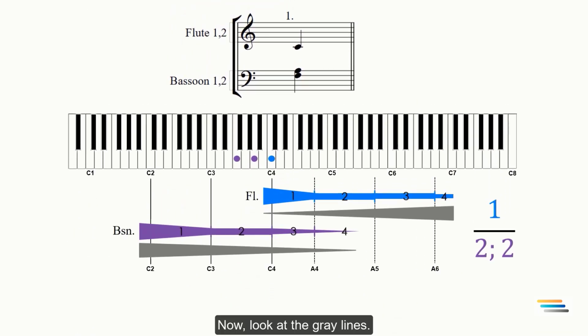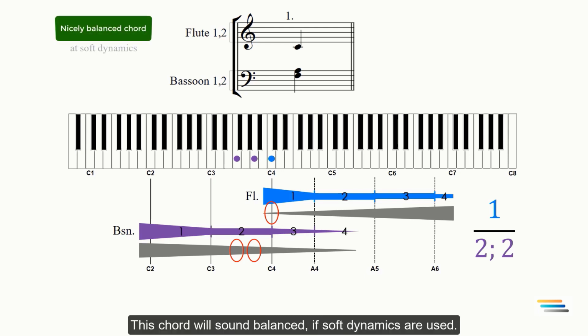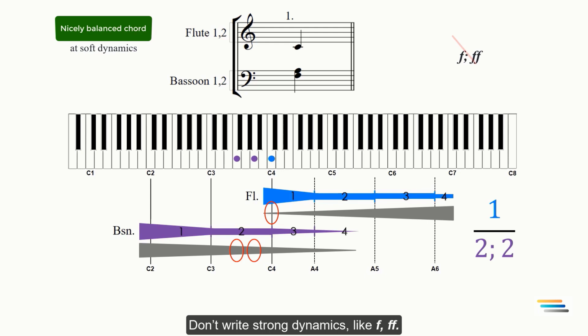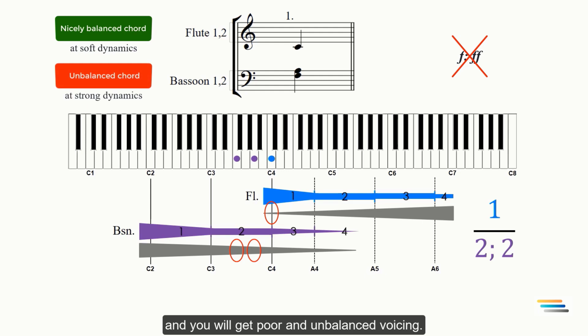Now look at the gray lines. As you can see, bassoons have a medium power. They are roughly equal to each other. But the flute is in a weak register. Be careful, this chord will sound balanced if soft dynamics are used. Don't write strong dynamics like forte, fortissimo, otherwise bassoons will prevail over the flute and you will get poor and unbalanced voicing.